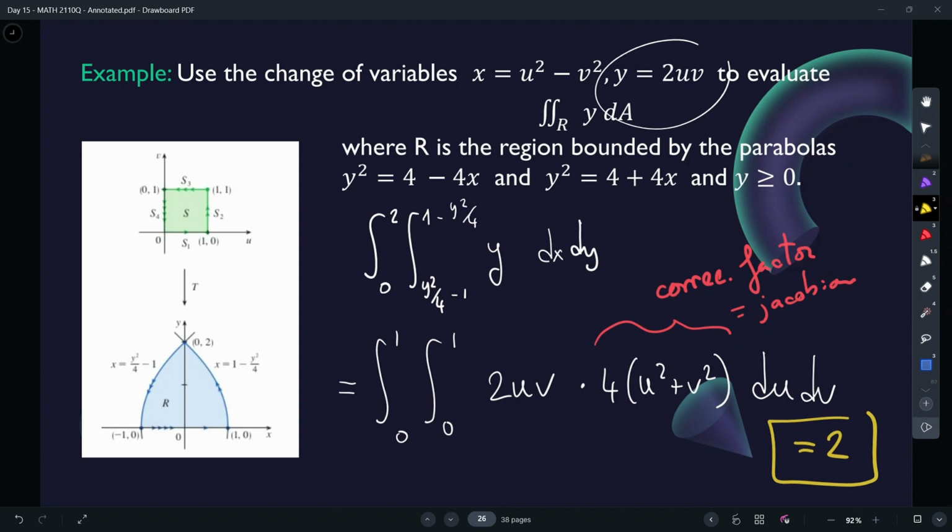Okay? But you do not get 2 if you integrate without that correction factor. You would get some other number that is wrong. So the correction factor makes sure that if I'm going to do this integral, I take into account how the transformation is changing the geometry of my region.